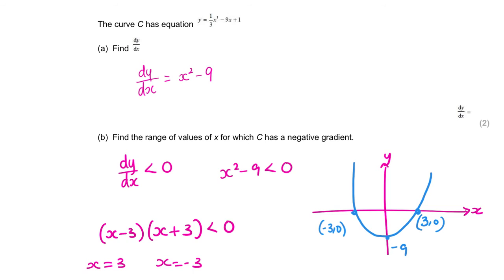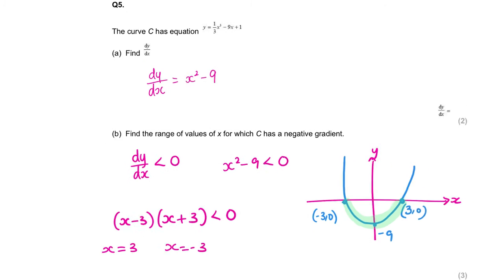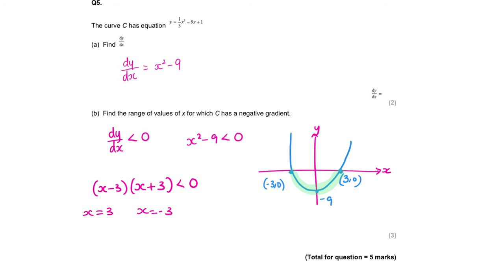Now, where is this graph less than 0? It's in between these 2 values, right? So that means the answer is the range of values for x: minus 3 is less than x is less than 3. That is where it's less than 0. It's in between here. If it said greater than 0, we'd have 2 separate inequalities. It always helps to draw the graph on these types of questions to figure out what's happening. Now remember, we're drawing the graph of the gradient function. We're drawing this quadratic graph here.